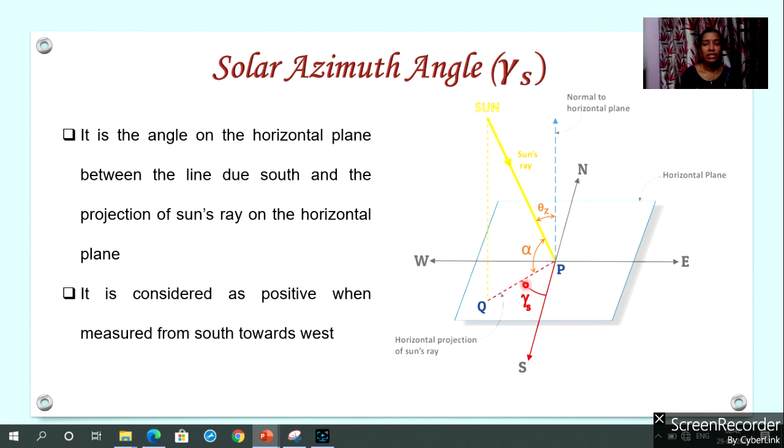This angle gamma s is taken as positive if it is measured from south towards west. If it is measured in this direction, it is taken as positive. And if the sun's rays are falling from the other direction, the projection will be somewhere here and we have to measure the angle from south towards east. In that direction, the angle is taken as negative. So the solar azimuth angle gamma s is the angle between the projection of the sun's ray on the horizontal plane and the line due south.